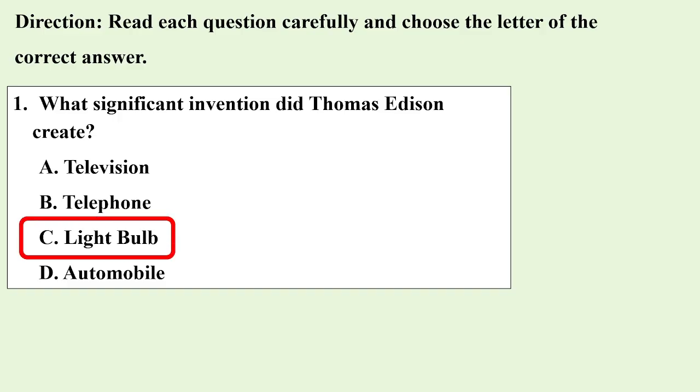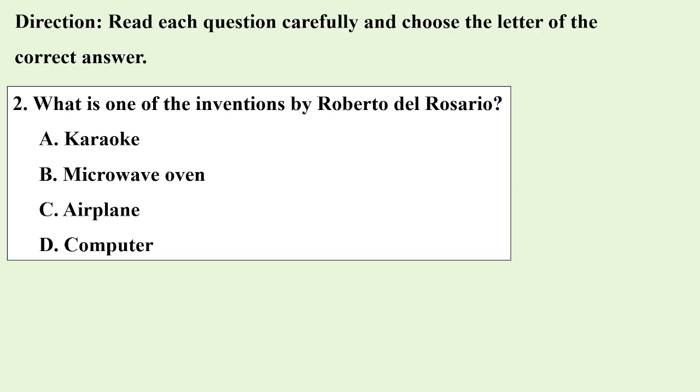Letter C. Light bulb. Number 2. What is one of the inventions by Roberto del Rosario? So the answer is karaoke.